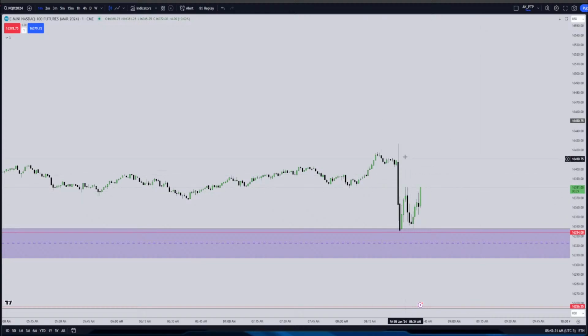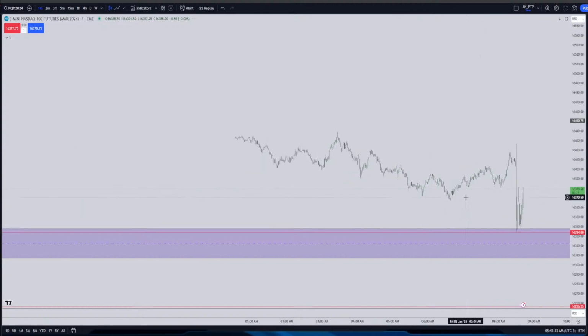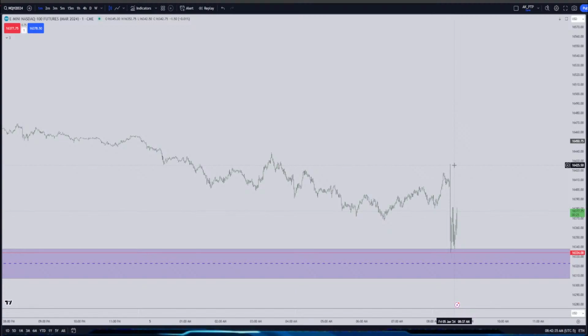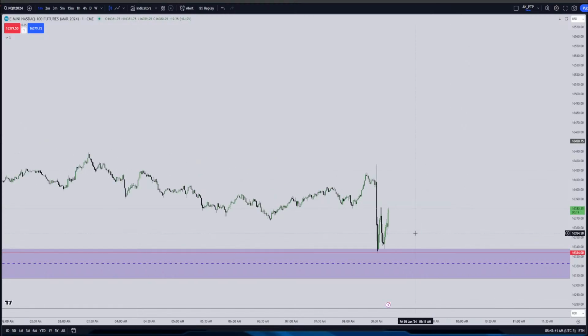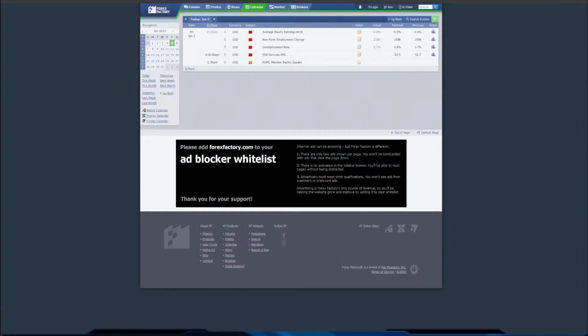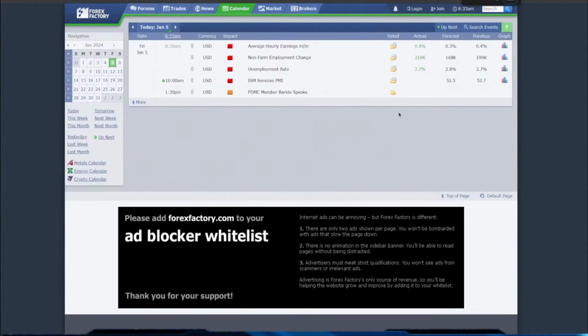However, let's see, this was expected. I was expecting this sort of move because the buy side that I was expecting has been taken. Now the London sell side has been taken with this move. The reason I was expecting this is because there are so many news events here. I hope you can see this. I will just zoom the chart.